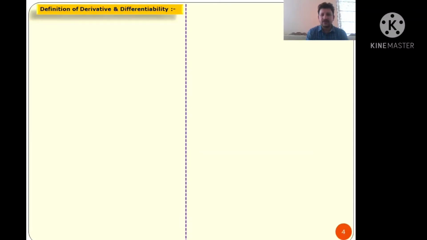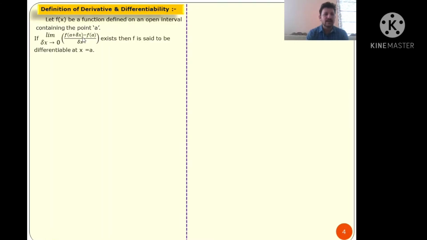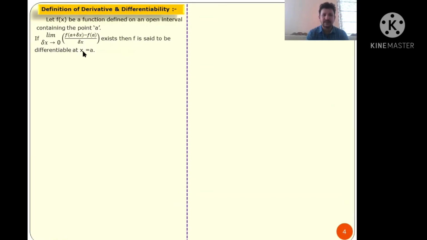Definition of derivative and differentiability. First, let f(x) be a function defined on an open interval containing a particular point a. The function f(x) is defined on a particular interval, say a to b. In general, we are saying suppose a is a particular point in that interval. If the limit as delta x tends to 0 of [f(a + delta x) minus f(a)] divided by delta x exists, then f is said to be differentiable at x equal to a.